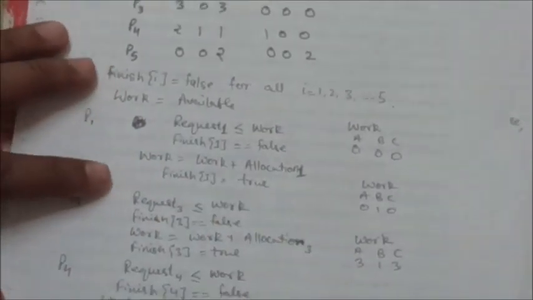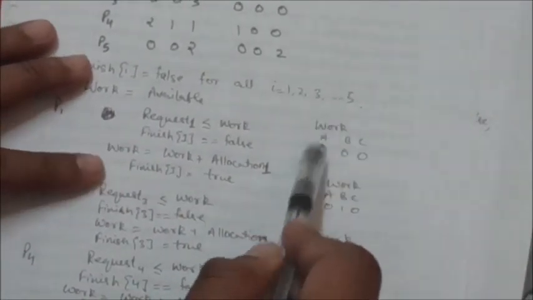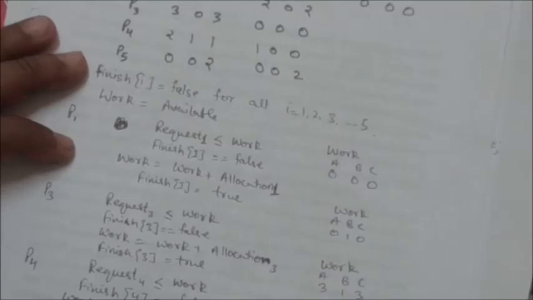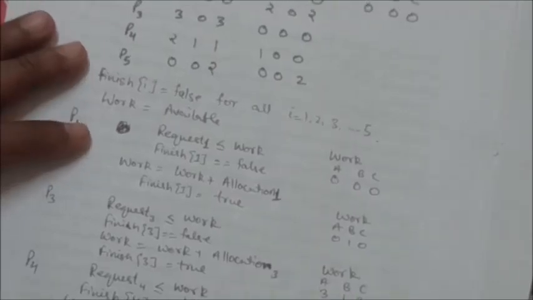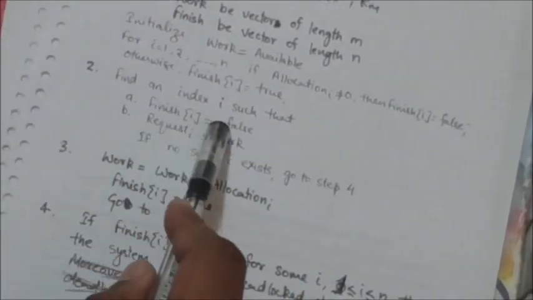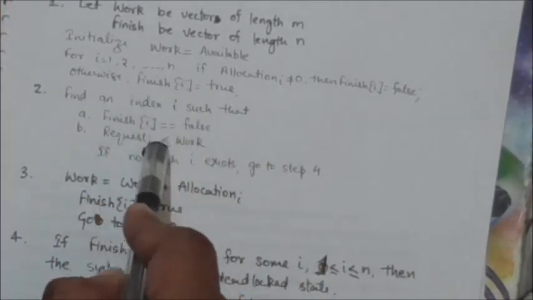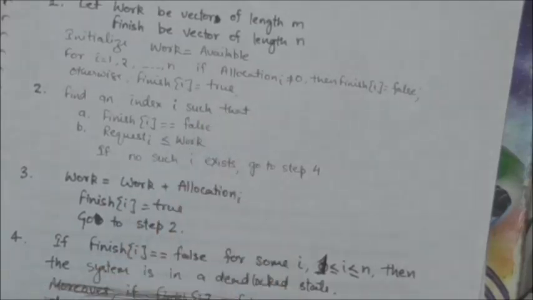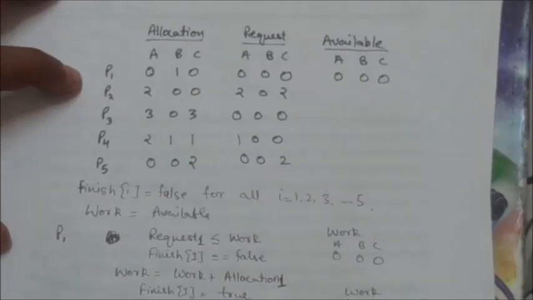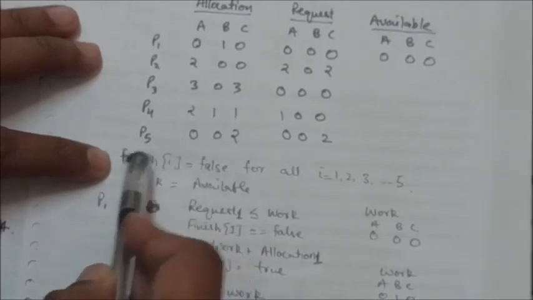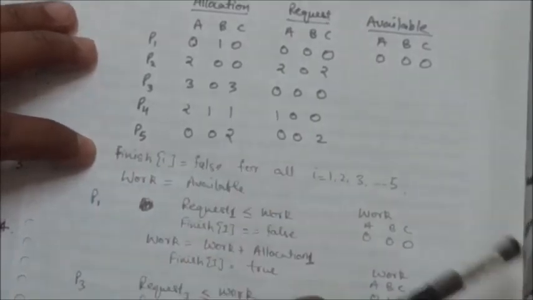So this value is assigned to work vector. Here you can see the value of work vector: at index A it is 0, at index B it is 0, at index C its value is 0. Now we have to find an index i such that finish[i] is equal to false, and the ith row of request matrix is less than or equal to work vector. Initially, for all indexes i, the values in finish vector are false.